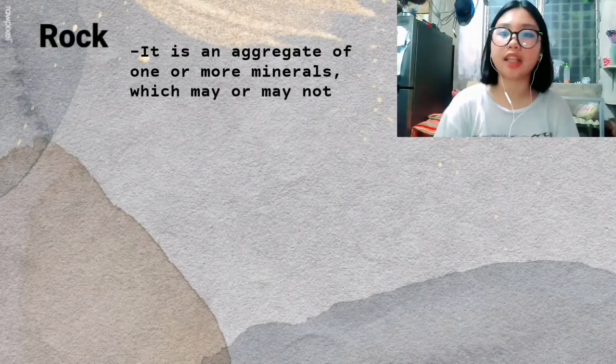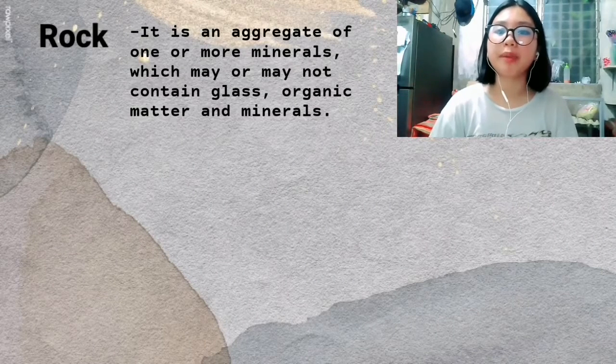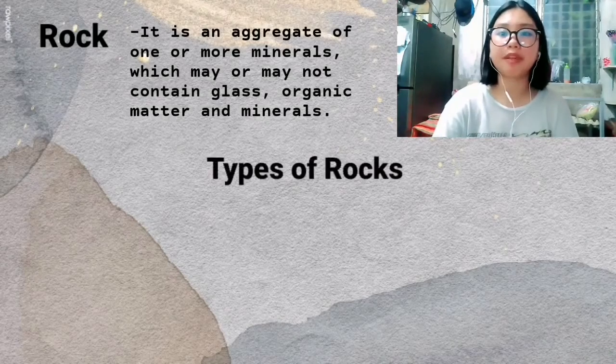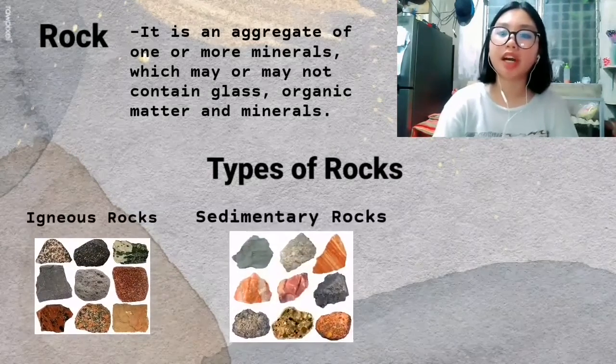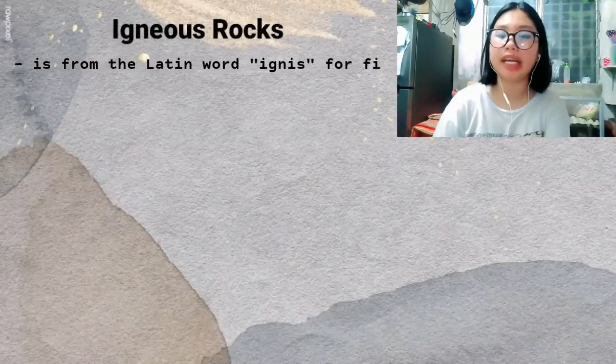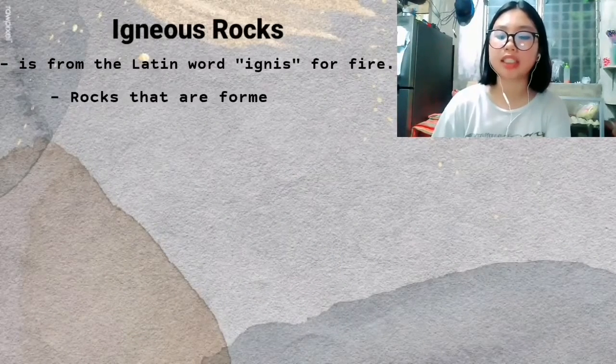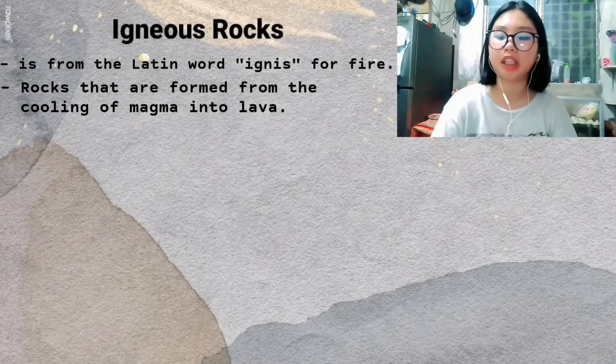Let's talk about rock. What is a rock? A rock is an aggregate of one or more minerals which may or may not contain glass, organic matter, and minerals. There are three types of rocks: the igneous rocks, sedimentary rocks, and metamorphic rocks. Igneous rock is from the Latin word ignis for fire, and are rocks that are formed from the cooling of magma into lava, or molten rocks inside the Earth's mantle.